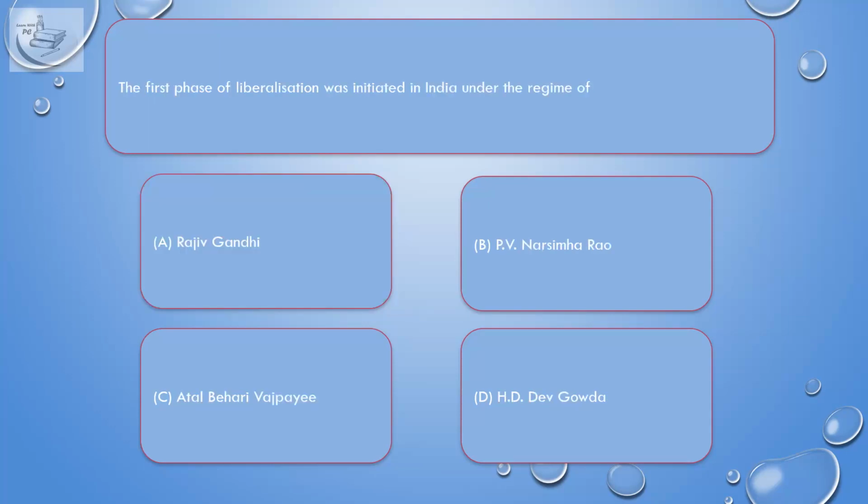Question. The first phase of liberalization was initiated in India under the regime of A. Rajiv Gandhi. B. P.V. Narasimha Rao. C. Atal Bihari Vajpayee. D. H.D. Deve Gowda. Correct answer is A. Rajiv Gandhi.